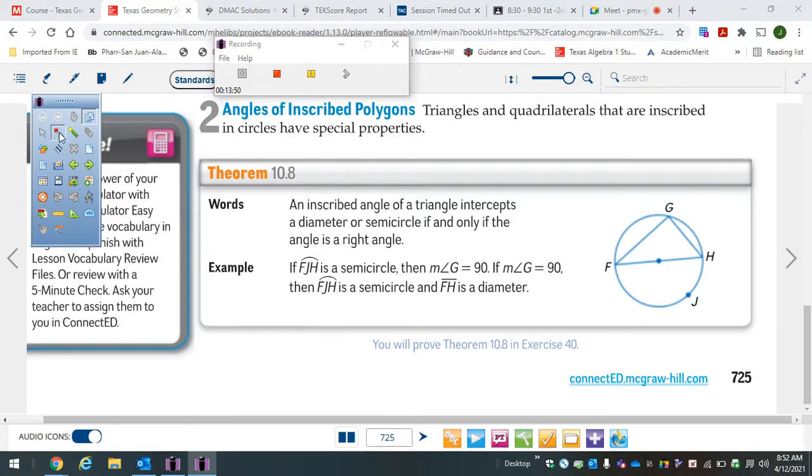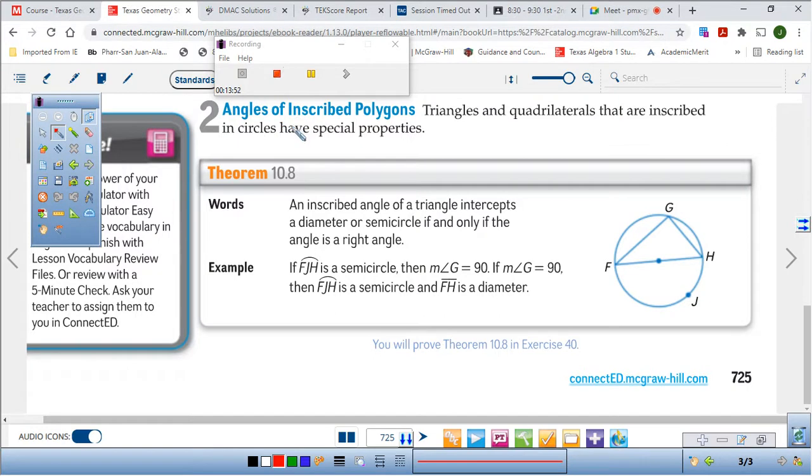So let's cover this one for the record. Angles of inscribed polygons. Triangles and quadrilaterals that are inscribed in a circle have special properties. An inscribed angle of a triangle intercepts the diameter of a semicircle if and only if the angle is a right angle. So you see this one right here? It says, well, if this is a right angle here, then it goes to the center. That's what it's saying here.